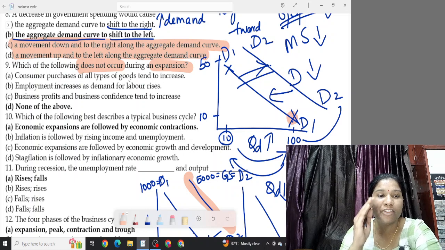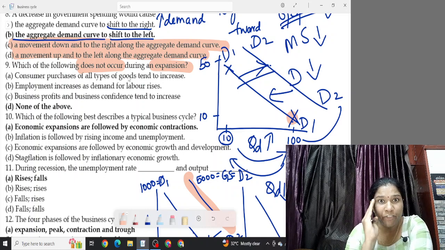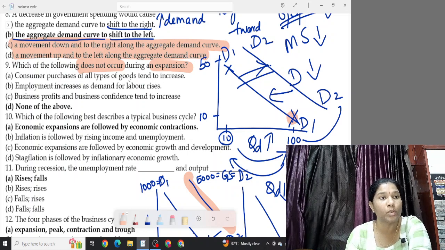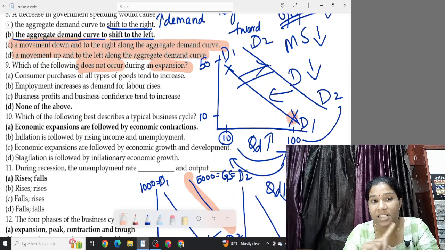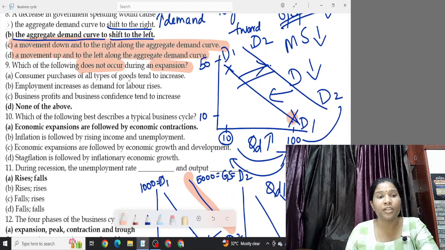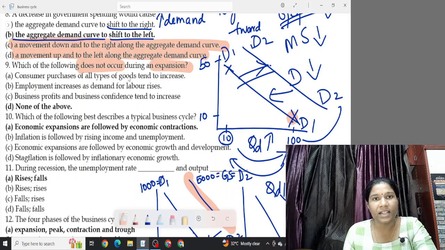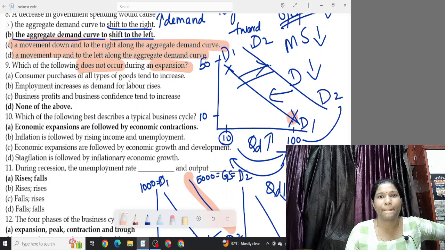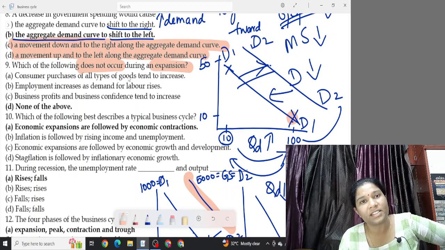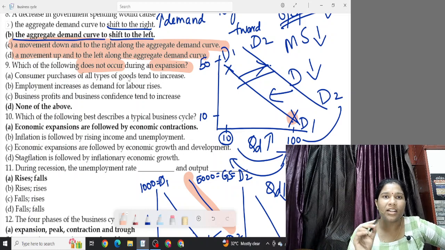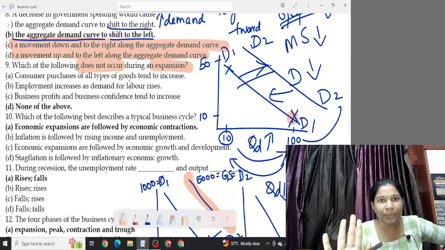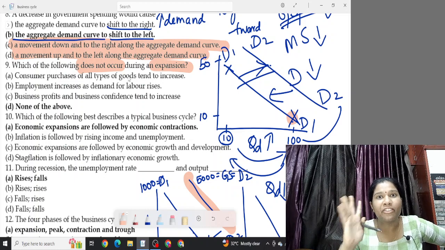Now you have to mindfully understand the question. What is the actual question that they're trying to ask you? Which of the following does not occur in expansion? Or you can also understand this question as which of the following occur during contraction? Do you understand? Which of the following occur during contraction? Those that occur in contraction will not occur in expansion, right? Do you understand? This is the way in which they are confusing you.